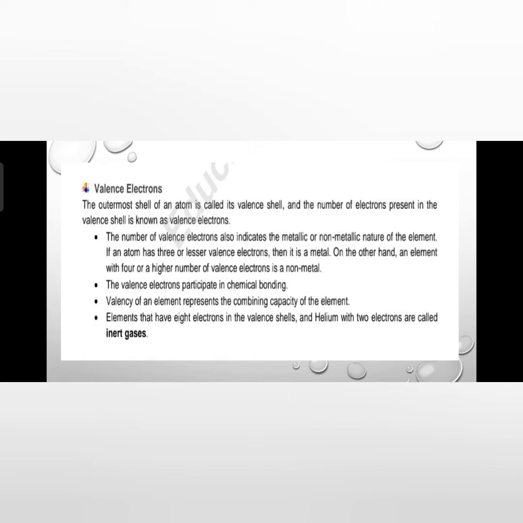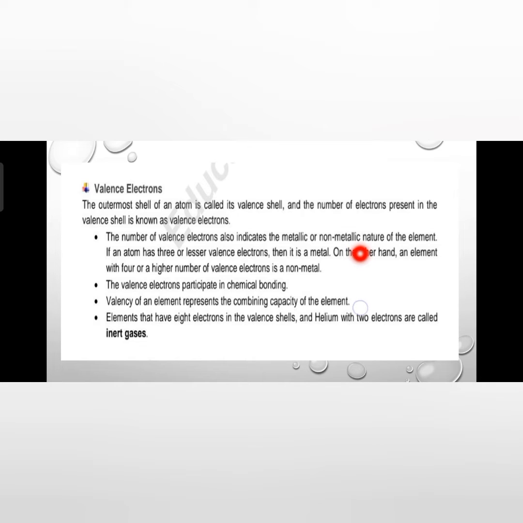valence electrons. The outermost shell of an atom is called the valence shell, and the number of electrons present in the outermost shell is known as valence electrons. The number of valence electrons indicates the metallic or non-metallic nature of the element. If an atom has 3 or fewer valence electrons, then it is a metal. On the other hand, an element with 4 or more valence electrons is a non-metal.